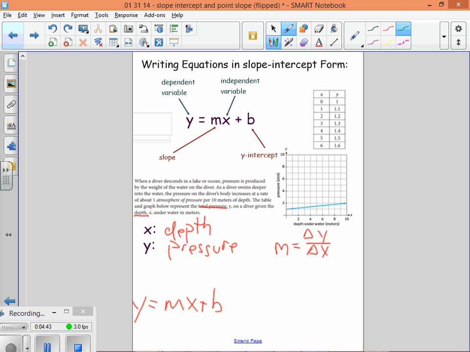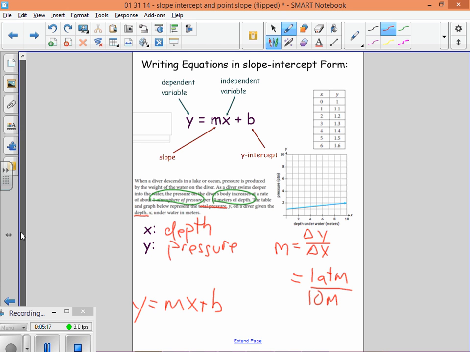The pressure increases 1 atmosphere of pressure for each 10 meters of depth. So my rate of change is equal to the change in y, which is the total pressure, 1 atmosphere per 10 meters of depth. That's my change in x. So change in y divided by change in x, or 1 atmosphere per 10 meters, that is my slope, also known as rate of change.